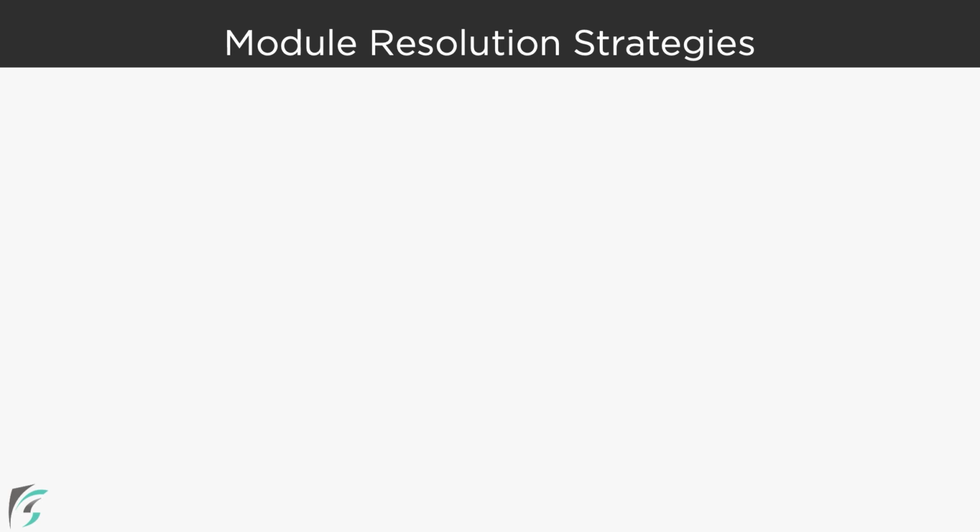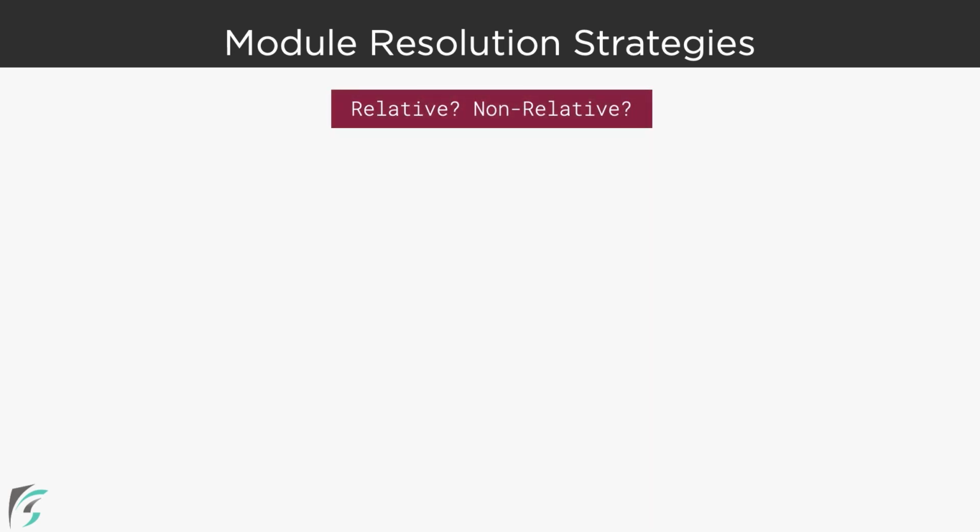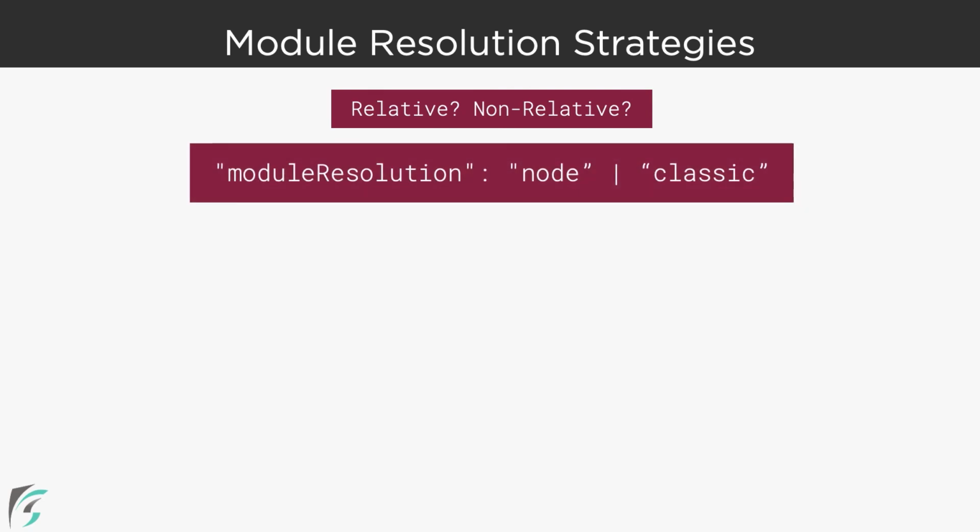TypeScript resolves the location of the module by first checking if they are relative or non-relative references. After that, it attempts to locate the module using the configured module resolution strategy. We can set the module resolution strategy using the module resolution compiler option. The two possible values you can pass to it are classic and node. The TypeScript documentation mentions that classic mode is available primarily for backward compatibility. However, it's important to have a general understanding of the difference between the two.